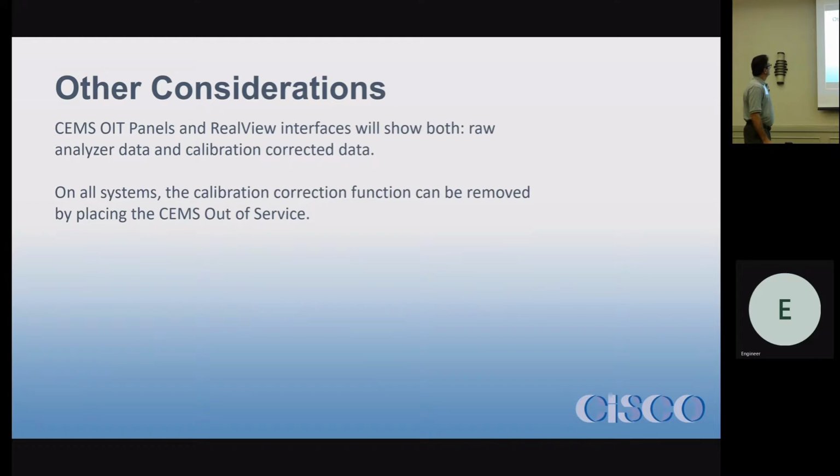And I mentioned OITs will show both the raw and the calibration corrected data. And if you are doing troubleshooting, you put the CEMS out of service, you can see the raw values. That's kind of unnecessary now because we show both the raw values and the corrected values anyway, but it will turn the calibration correction off from the PLC for troubleshooting if you're out of service. Yes.